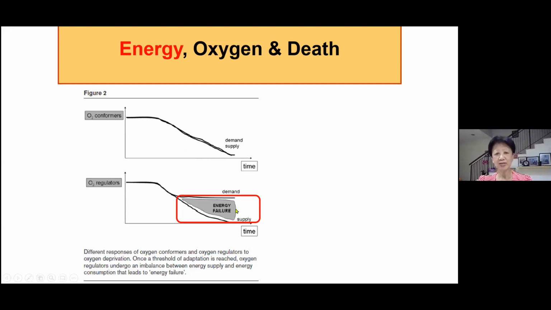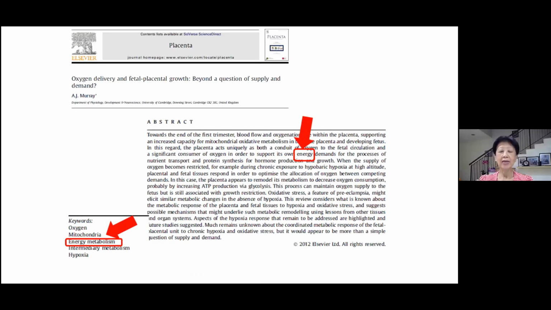And energy failure as a concept is a very important concept to recognize, because this gap or energy failure is the forerunner to tissue damage as well as finally death. In fact, the concept of energy and energy metabolism has also slowly but definitely crept into the obstetric literature, as you can see here, and that was in 2012 by this team headed by Murray. I'll be referring to this article again in a short while.